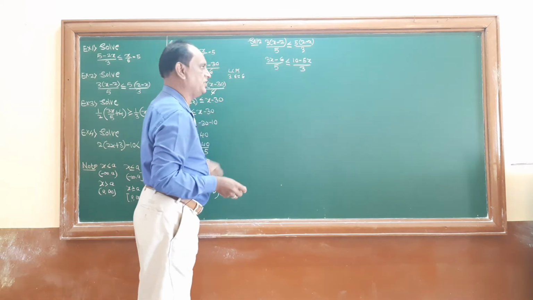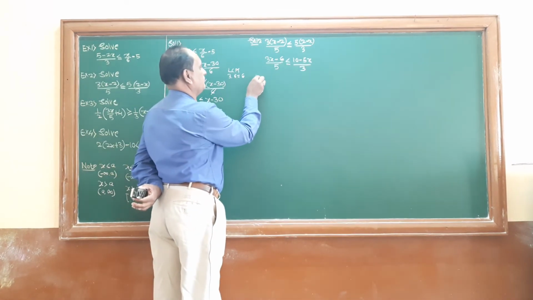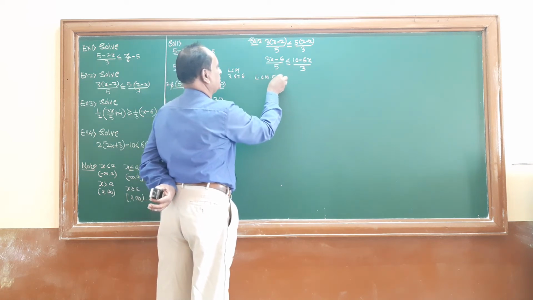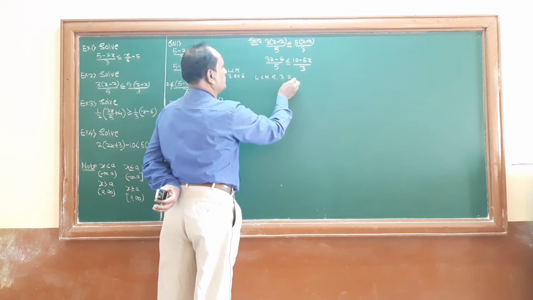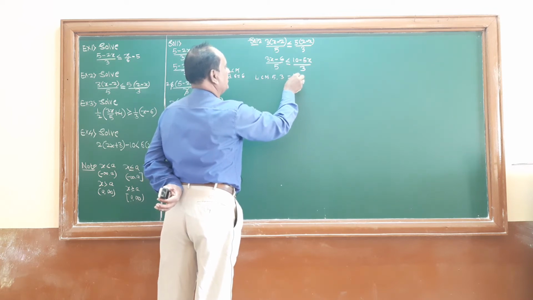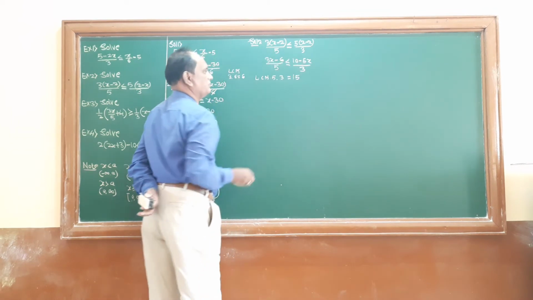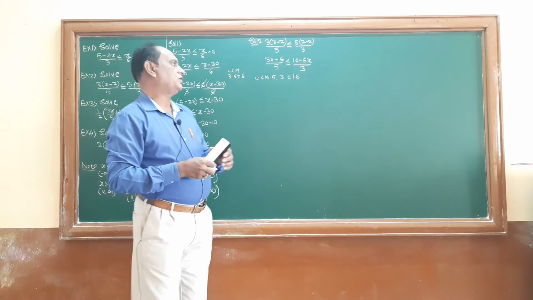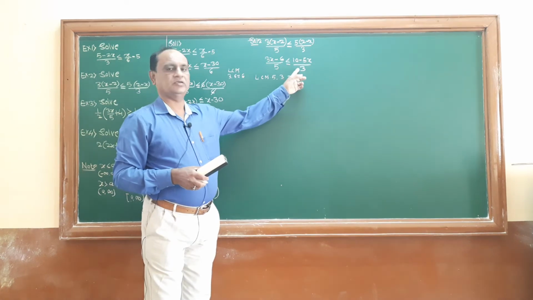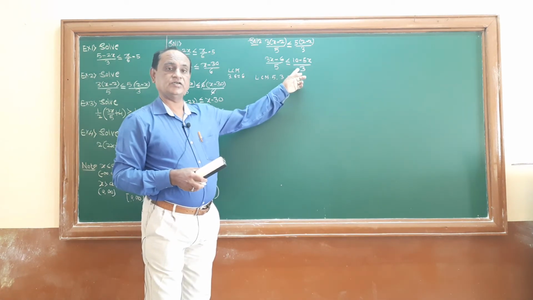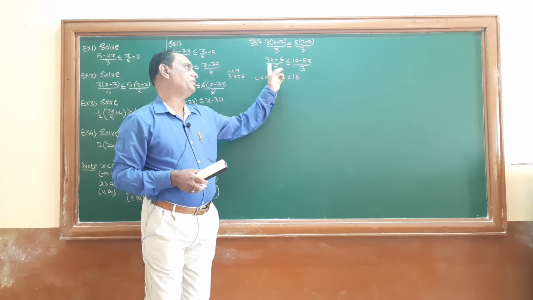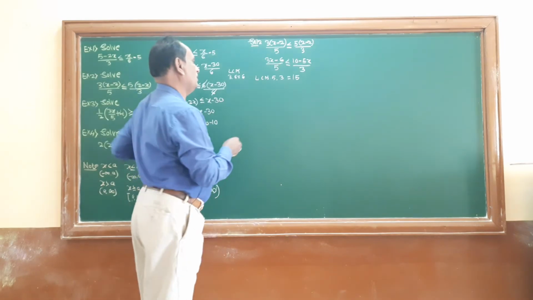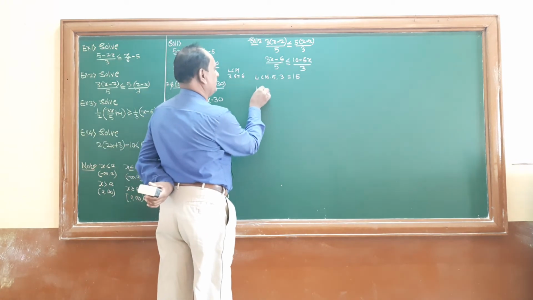Then the next step is the LCM, very simple. The LCM of 5 and 3, what is the LCM? That is 15. Multiply both sides of the inequality by this 15. So the denominator numbers are 5 and 3; taking the LCM of 5 and 3, that is 15. Multiply both sides of the inequality by this 15.